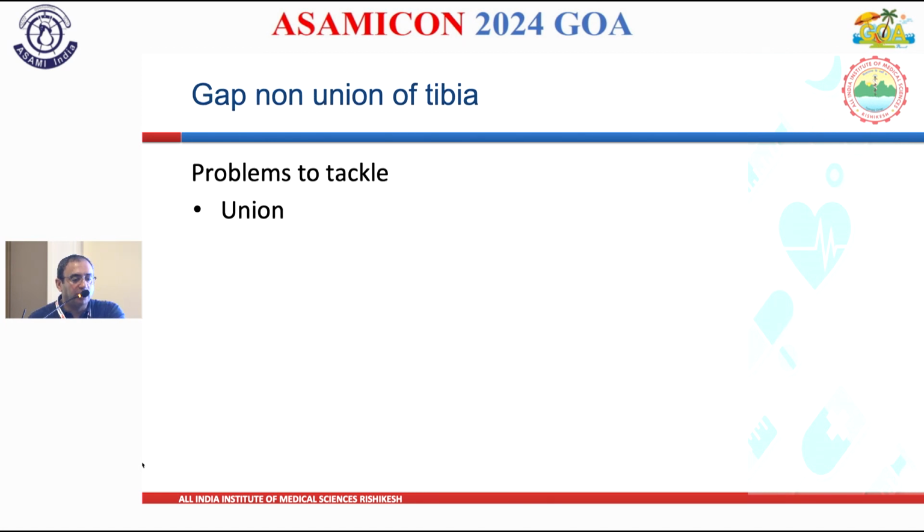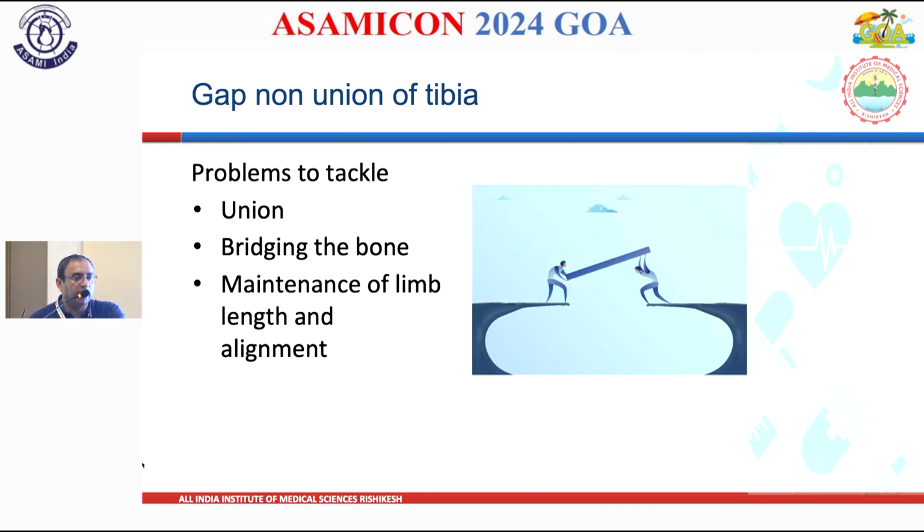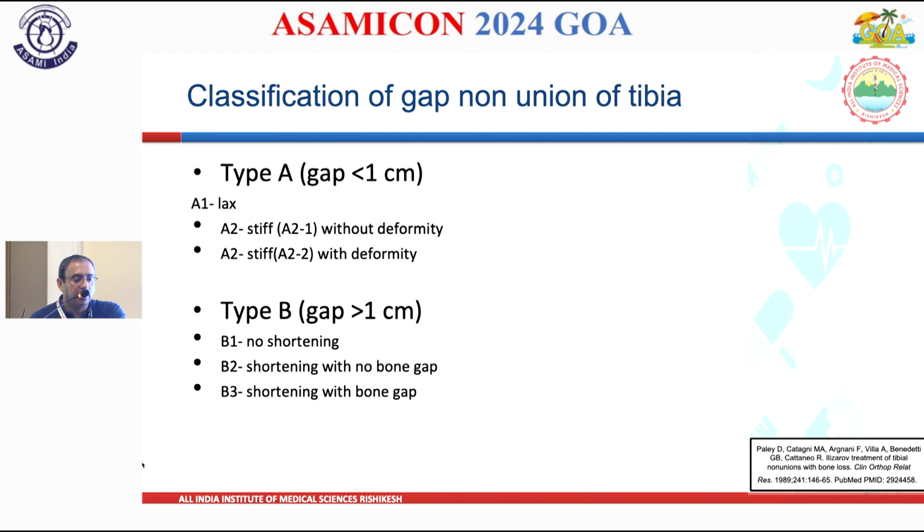So what are the problems we have to tackle? We have to tackle the union. We have to tackle the gap of the bone, and we have to maintain the limb length and alignment. So for this, the classification of gap non-union of tibia, where Dr. Paley has divided into A and B, this has to be remembered.